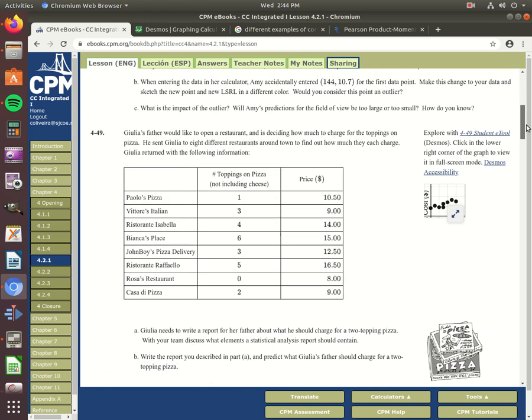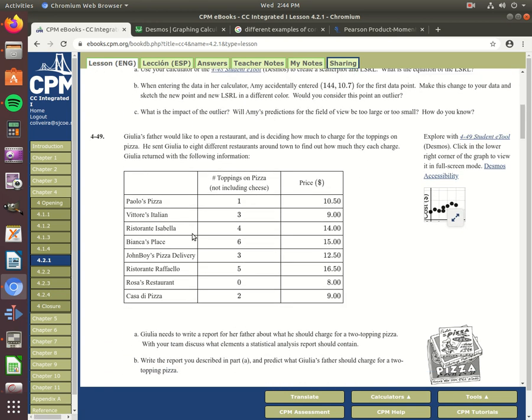4.2.1 part 2. You might recall we had this pizza problem where we determined how much we should charge for a 2-topping pizza. It was something like $7.74 for a cheese pizza with no toppings and $1.36 for each additional topping.